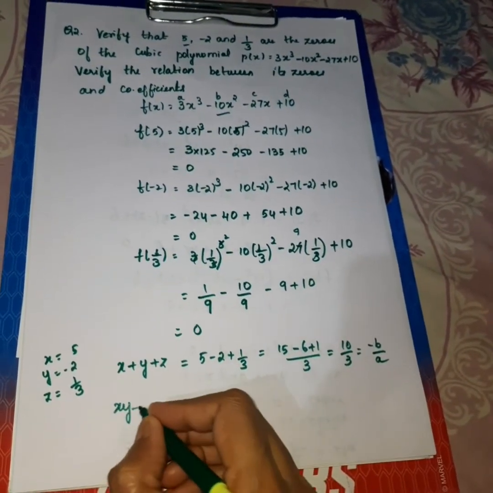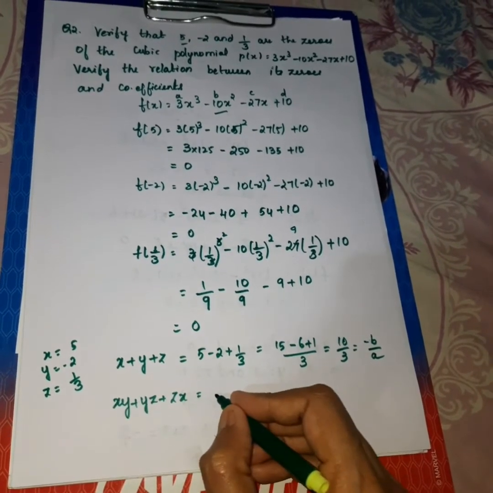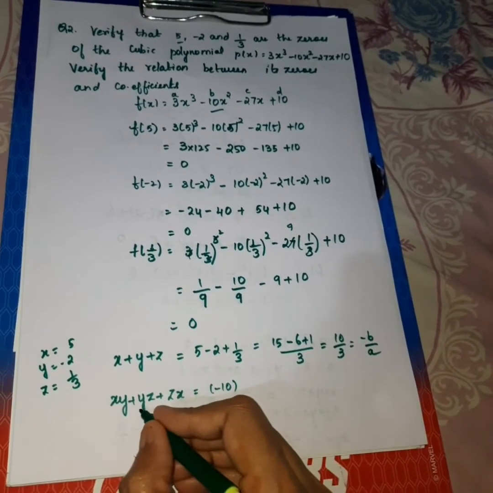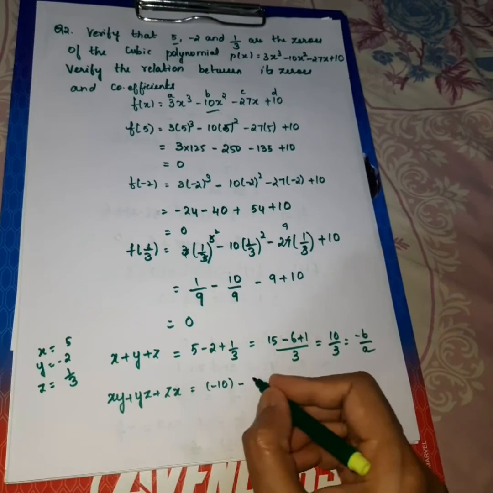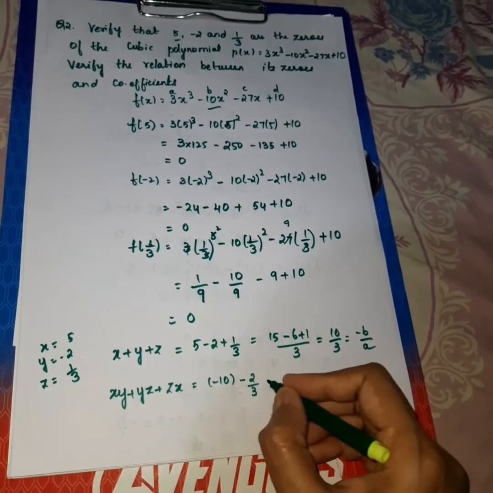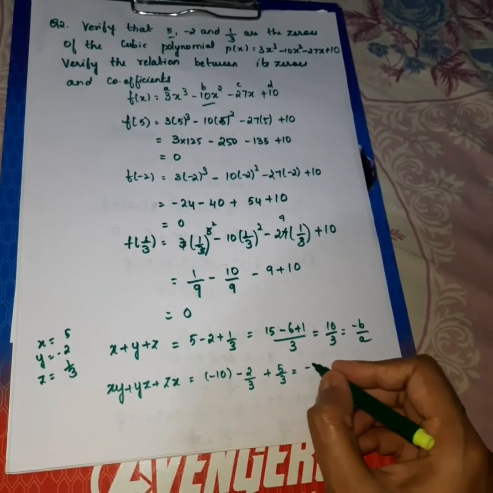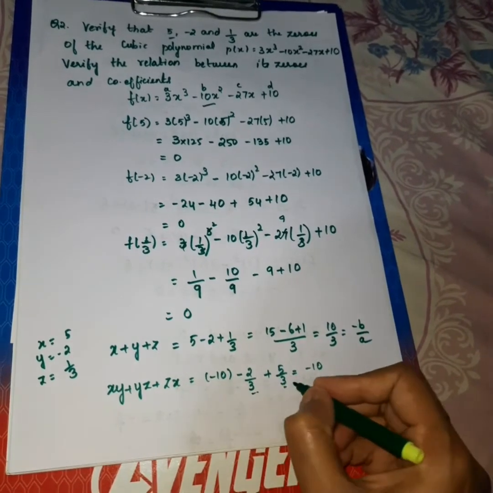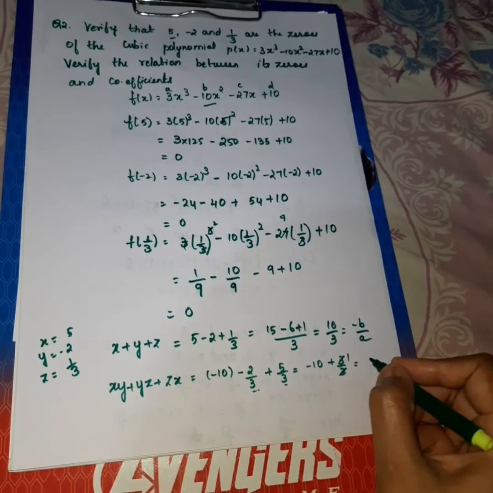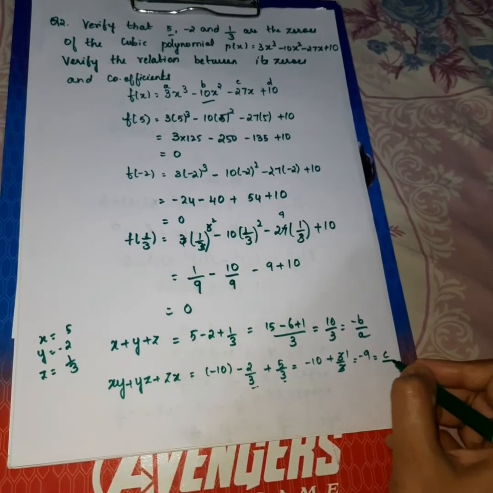Next, we can find xy plus yz plus zx. It should be of the form c by a. Let's verify it. Minus 10 by 3, minus 2 by 3, plus 5 by 3. These are like fractions, so it becomes 3 by 3, which is 1. So that's going to be minus 9, which is of the form c by a.